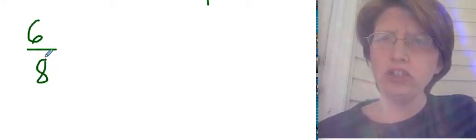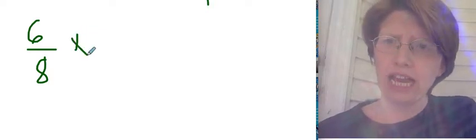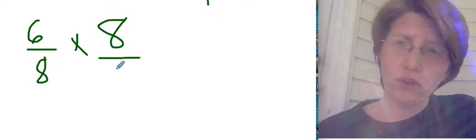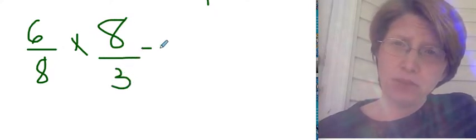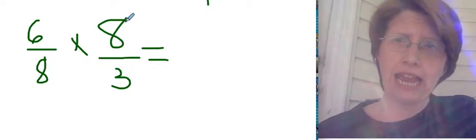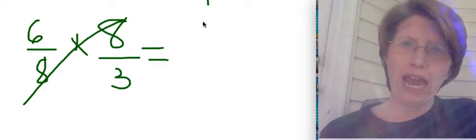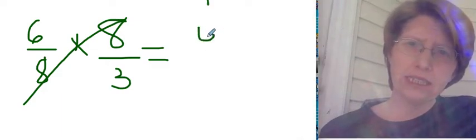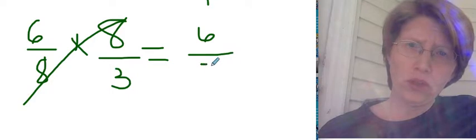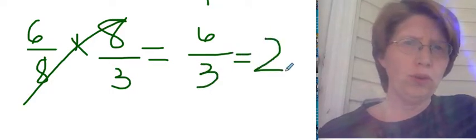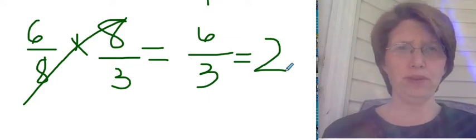Okay, let's look at number 4. 6/8. I'm going to change that division sign to a multiplication sign, and then I'm going to flip and make it 8 over 3. And guess what? I've got an 8 and an 8 diagonally. I can cancel it out. Now I can just bring over what I have. 6 over 3. 6 divided by 3 is 2. We've got a lot of 2's being the answer, don't we?